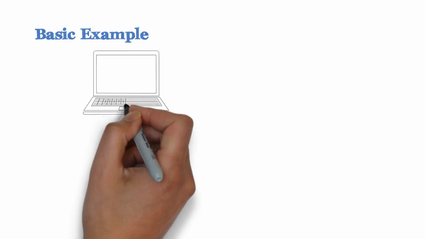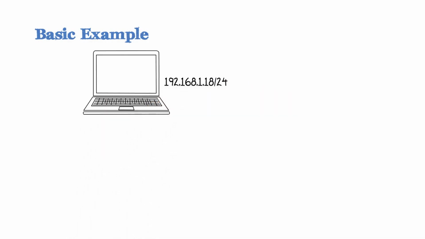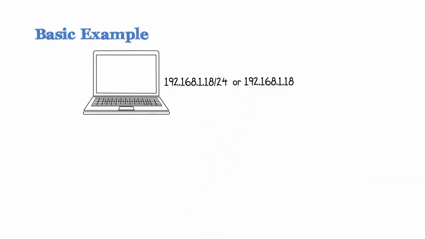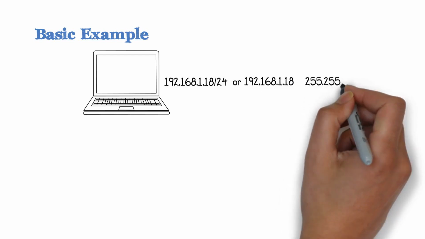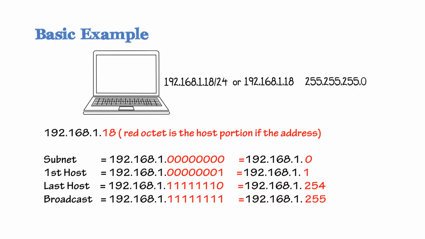We have a PC with an IP address of 192.168.1.18/24, or it could be written as 192.168.1.18 with a mask of 255.255.255.0. As you learnt in the IP addressing section, these two are equivalent subnet masks.